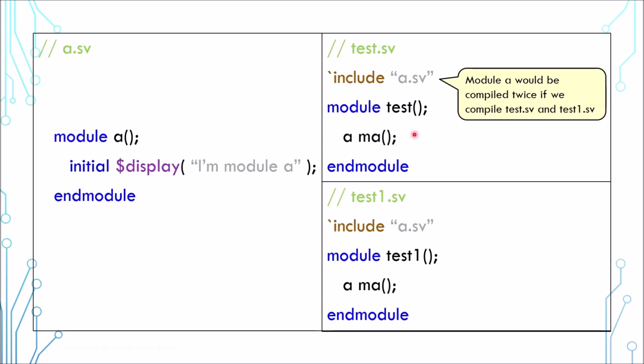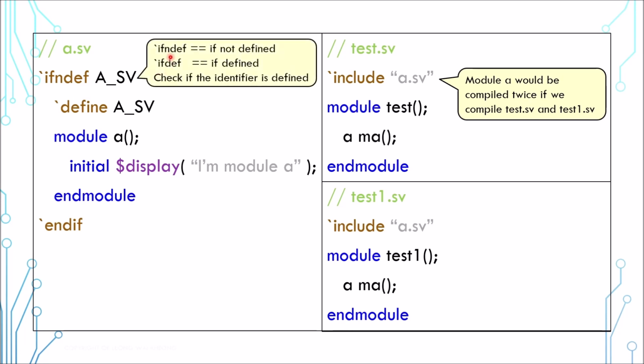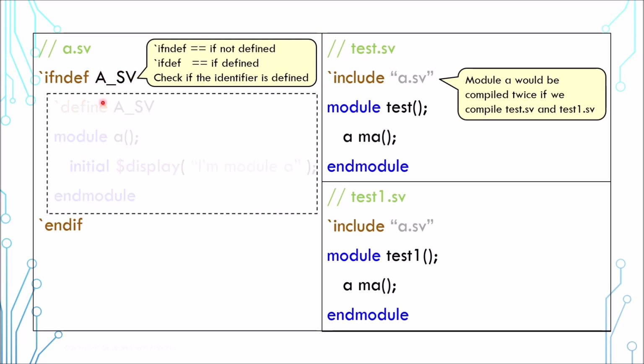To mitigate this issue, we can use the ifndef macro. This represents if not defined. And there is another version, ifdef, which means if defined. It checks if the identifier is defined. Thus, it can be used as a content filter.